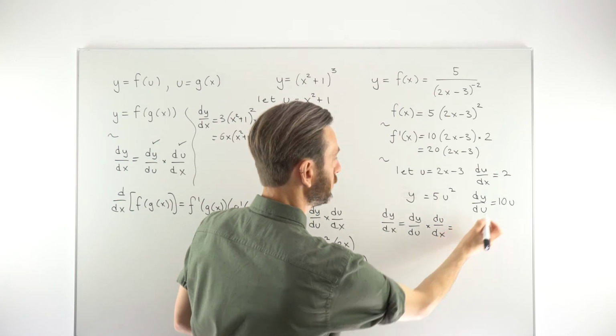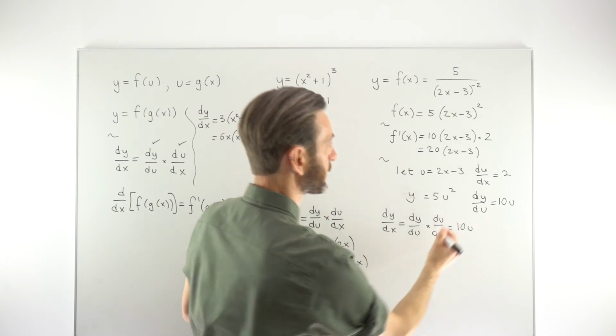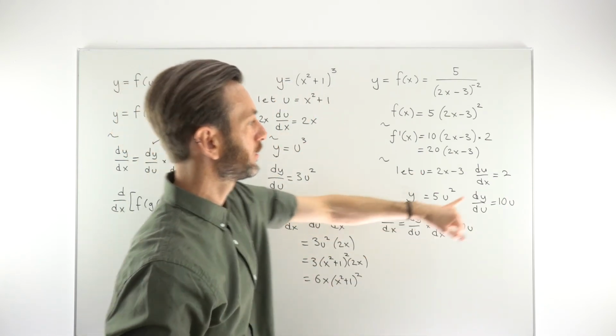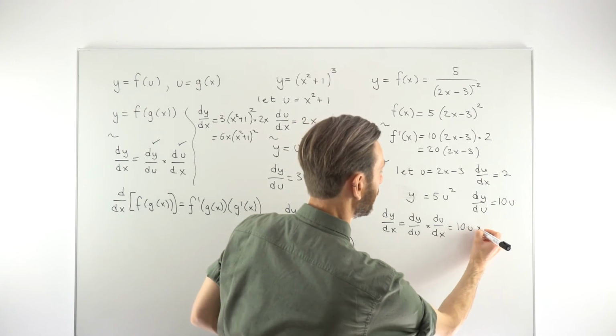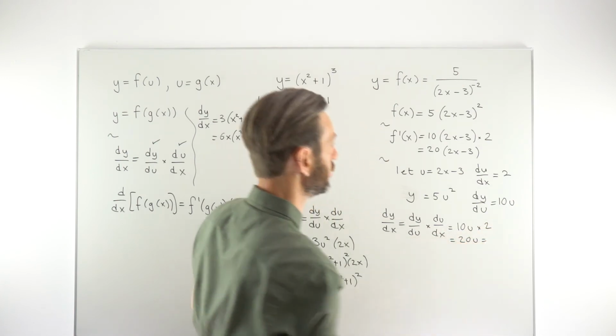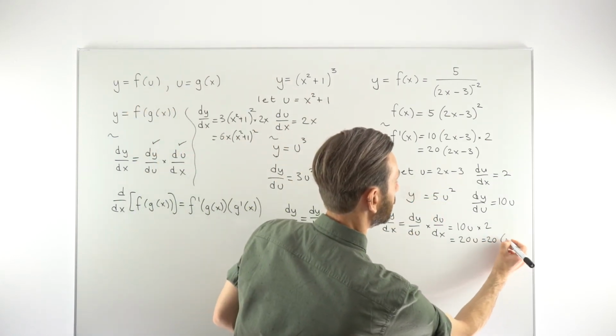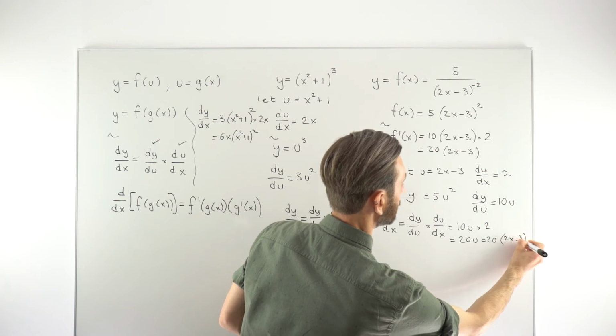Now dy/du is just 10u. Okay, dy/dx is the one that we took earlier, which was 2. So it's going to be this guy times 2, which is 20u. But we know that u was nominated to be this thing here. So that's just 20 times (2x minus 3).